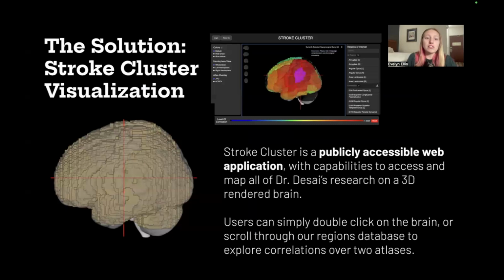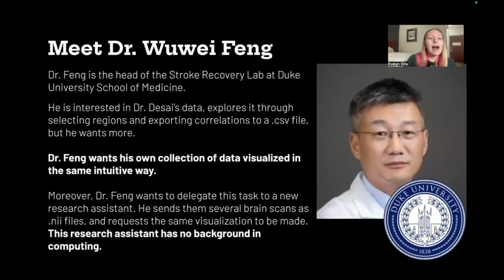The solution is the stroke cluster visualization. The stroke cluster is a publicly accessible web application with capabilities to access and map all of Dr. Desai's research on a 3D rendered brain. Users can simply double-click on the brain or scroll through our regions database to explore correlations over two atlases. Pretty cool.